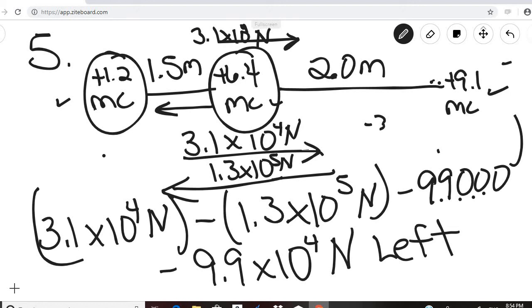Okay, so that is it for problems 1 through 5. Those are the only ones that you will need to be able to do problems like that for the test on Module 13.